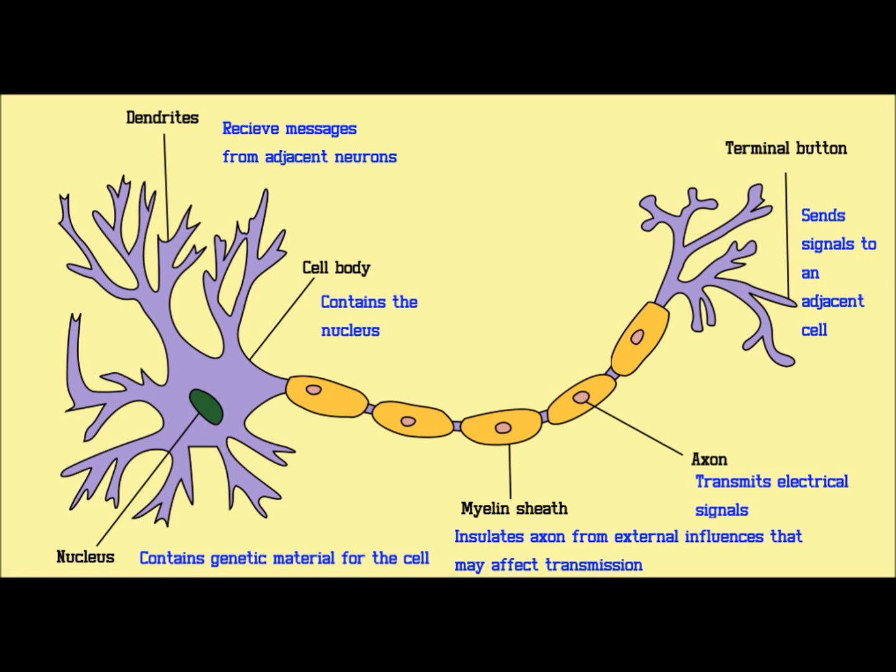Structure of a neuron. A neuron is made up of 6 main parts. It has a nucleus, which contains the genetic material for the cell function, and the cell body, which contains the nucleus. It also has dendrites, which receive messages from adjacent neurons. These messages travel down the axon. The axon transmits electrical signals. The axon has a myelin sheath, which insulates the axon from external influences that may affect transmission. The end of the axon is terminal buttons. These send signals to an adjacent cell.